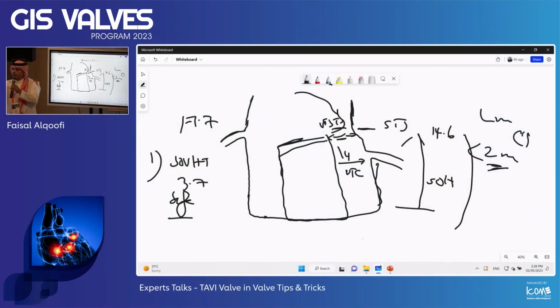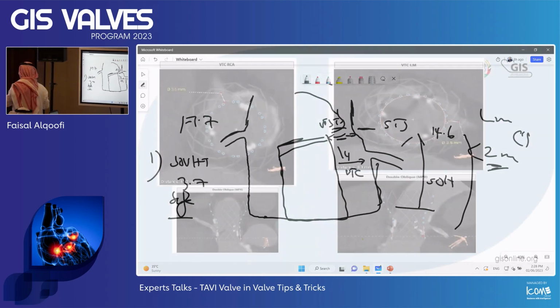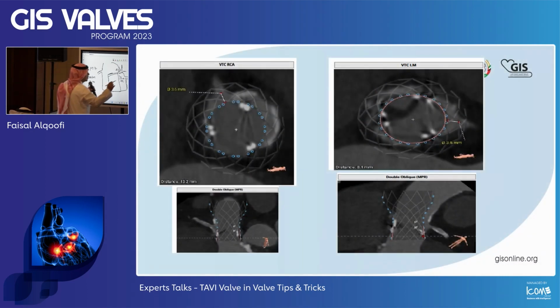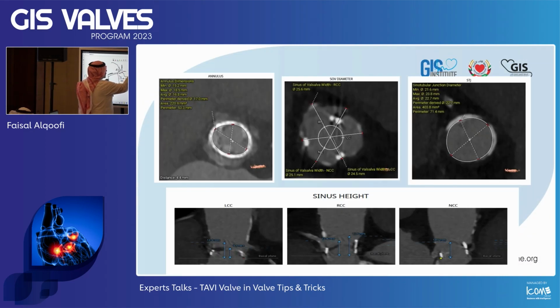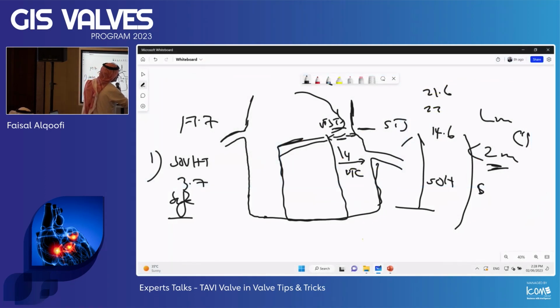If you assume that the left, it should be given to me the sinus of Valsalva width on the left, 21.6, and the biggest is 23. So if you calculate this, it will be at least, the VTSTJ is more than 2. So the next step, on the left, although the height was risky, the VTSTJ is safe.